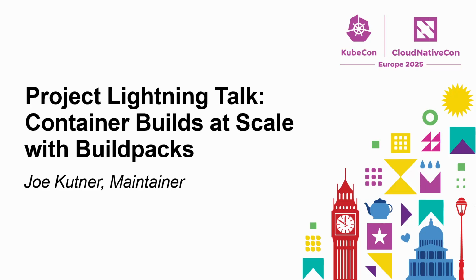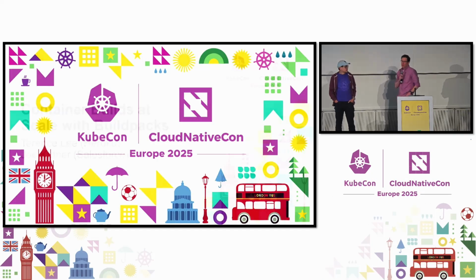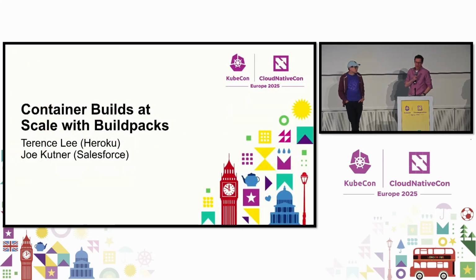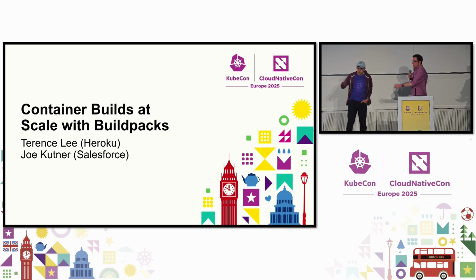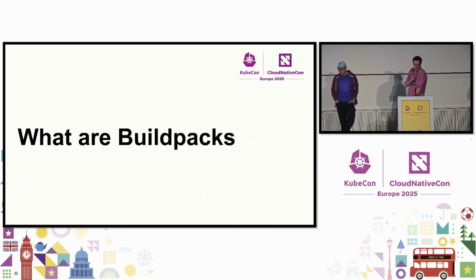Okay, we're going to talk about container builds at scale with cloud-native Buildpacks. When I say scale, I'm talking in the order of tens of millions of images, and we'll take a look at how companies like Google and Heroku are managing their container images at this level. My name's Joe Kutner. With me is Terrence Lee. We co-founded the cloud-native Buildpacks project about 7 years ago, and it's now an incubating CNCF project.